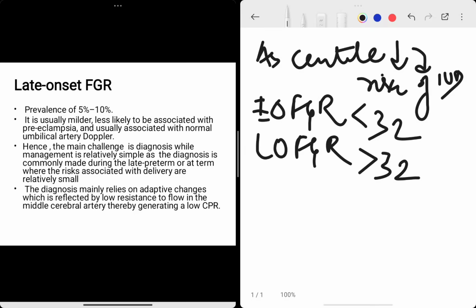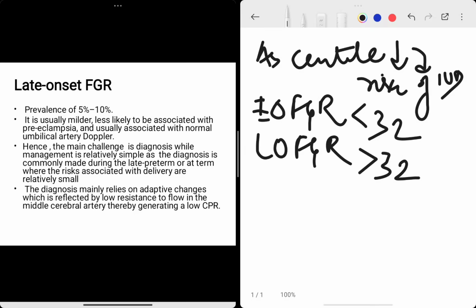Hence the main challenge is in its diagnosis, because Doppler changes are absent, only fetal weight is on the lesser side. While management is relatively simple, as the diagnosis is commonly made during the late preterm or at term, where the risks associated with delivery are relatively small. So here the main challenge is diagnosis. We can deliver these babies and they have good viability also.